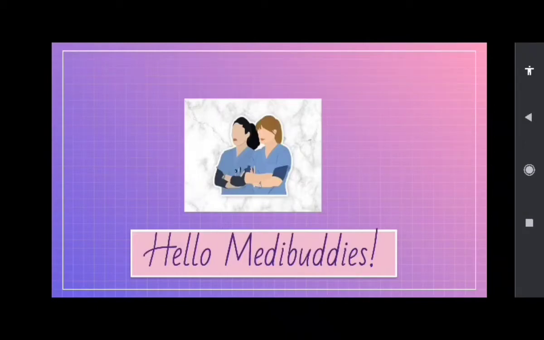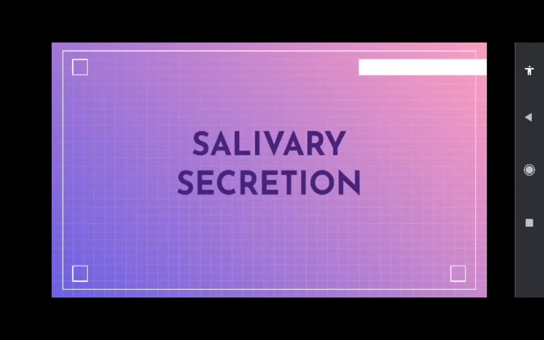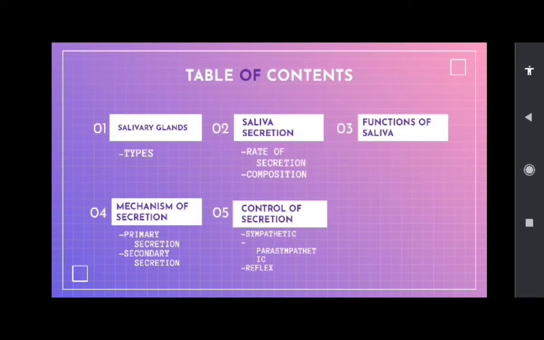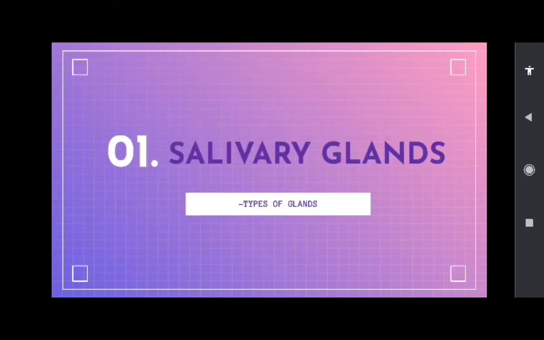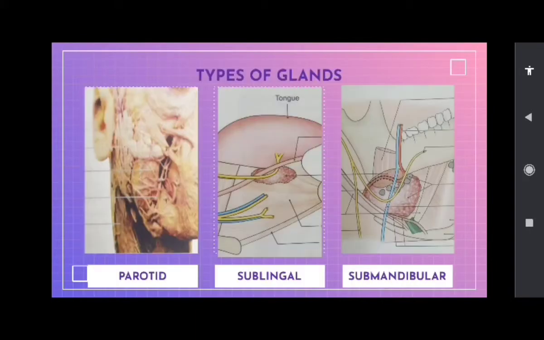Today I am going to explain about salivary secretion. The contents of this topic are salivary glands, salivary secretion, functions of saliva, mechanism of secretion and control of secretion. Now let us see salivary glands. The different types of salivary glands are parotid, sublingual and submandibular salivary glands.